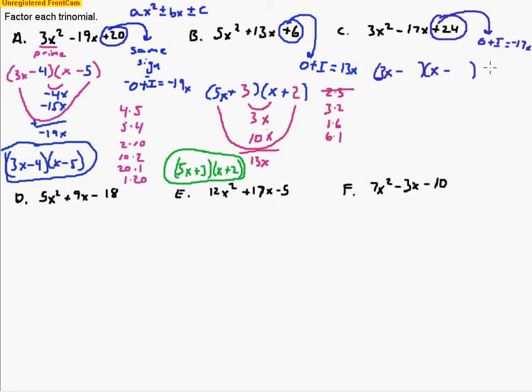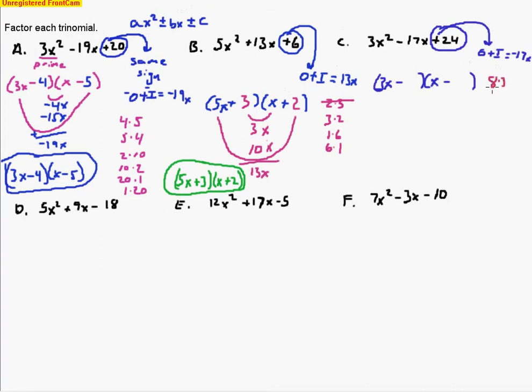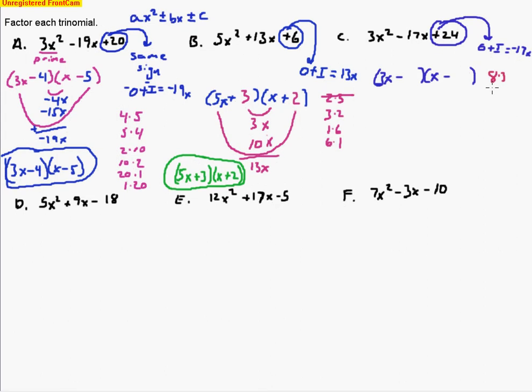Remember, we only have a few of them. We've got a 3 and an 8, we've got an 8 and a 3, but we also have some others. So we said 3 and 8, 8 and 3, and we had 4 and 6, 6 and 4. We also have 2 and 12, 12 and 2, 1 and 24, 24 and 1. So lots of different options that we can try, and you just got to try them all.